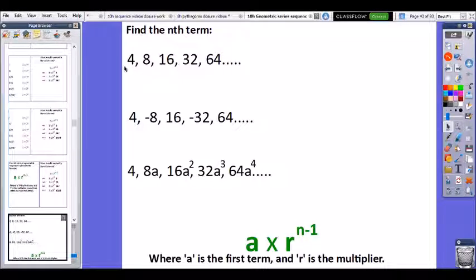So the first question: 4, 8, 16, 32, 64. This is probably the easiest on here. So let's ask ourselves, what's happening each time? And let's see if we can apply this formula to the question.